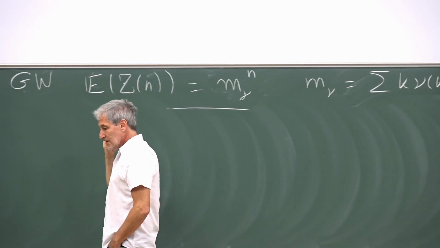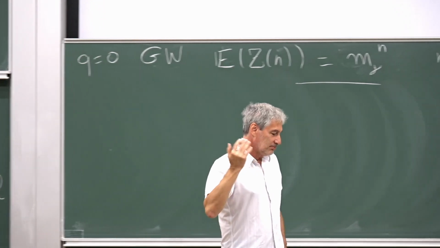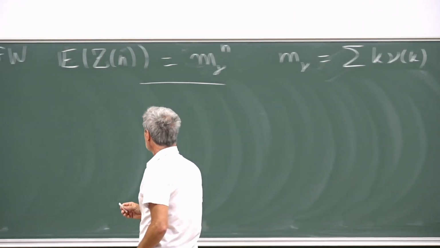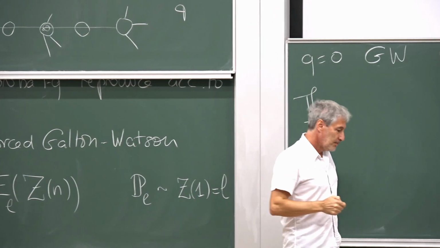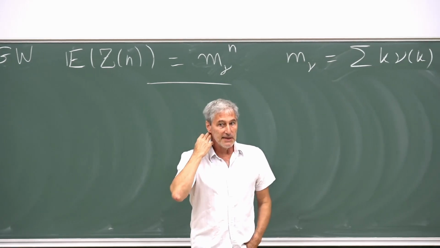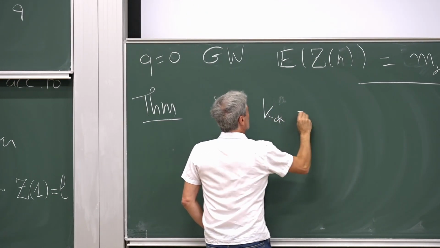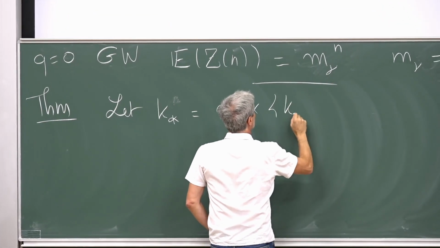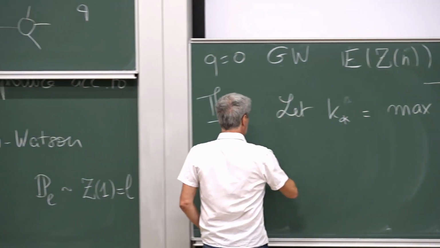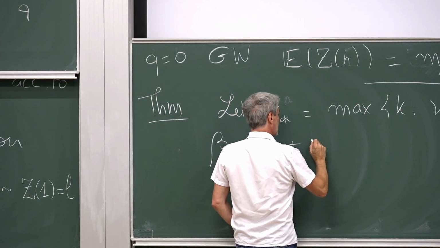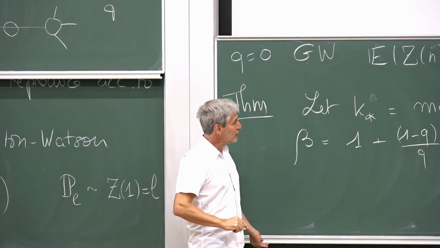And so let me state right now the result. The rest of the talk will be dedicated not fully to the proof, but to the main ideas of the proof. So what is the result? We need to introduce some notation to recall that the reproduction law has bounded support, and I will denote by k star the upper bound of the support. So k star is the maximum of the k's such that nu of k is strictly positive. And there is also a parameter beta, which will be 1 plus (1 minus q) nu of k star divided by q. Okay, so far not too bad.